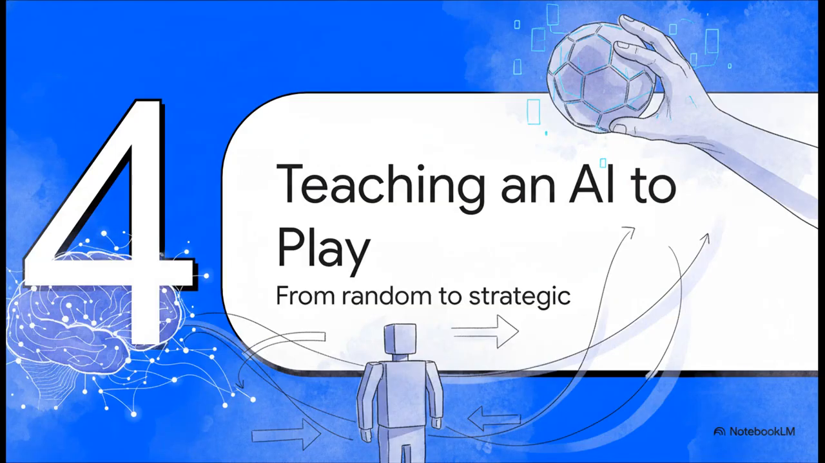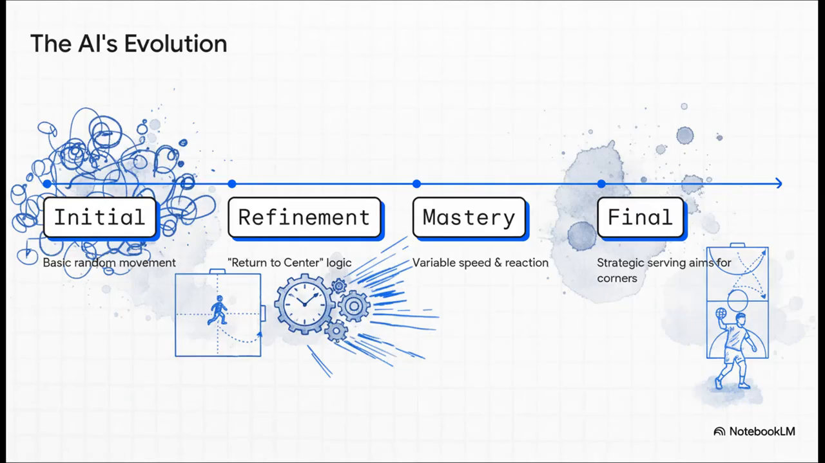Now, a realistic bounce is great, but a game's no fun without a decent opponent, right? So the next step was building an AI player that could actually play the game. And just look at this progression. At first, the AI was just moving around randomly.